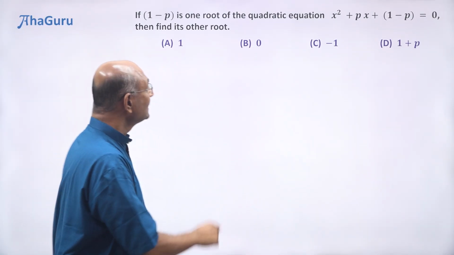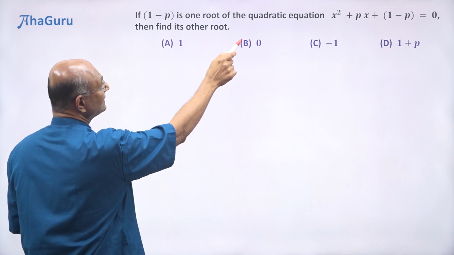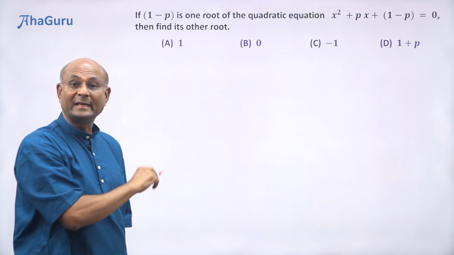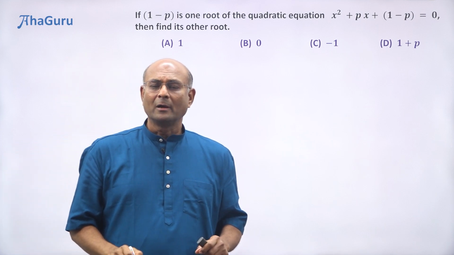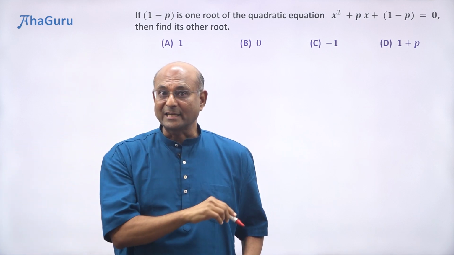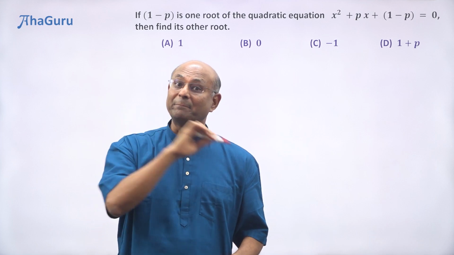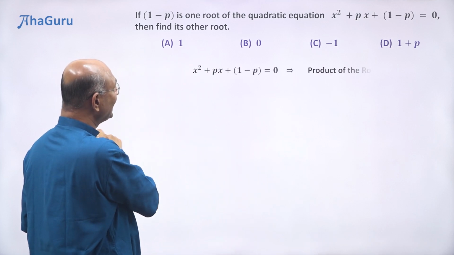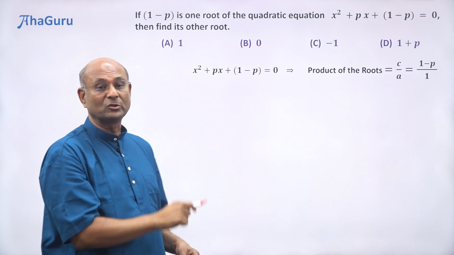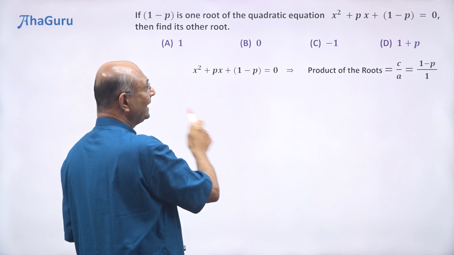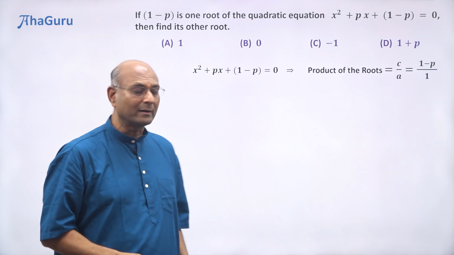For this question, Sahana came up with the answer that for that quadratic equation, the other root must be 1, which turns out to be wrong. But what was the mistake in Sahana's solution? Let us look at that step by step. So first Sahana said that this quadratic equation, the product of its roots must be c by a, which must be 1 minus p by 1.